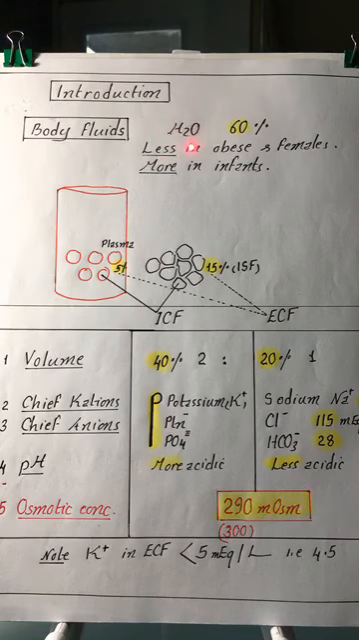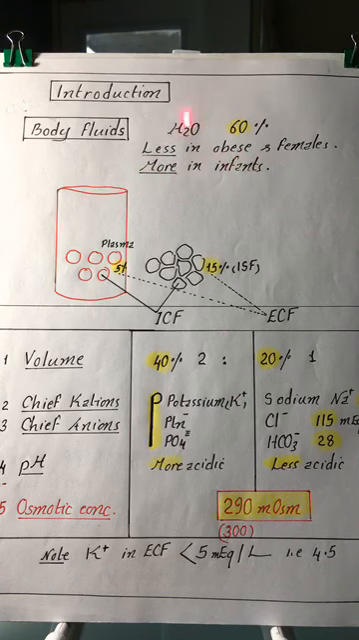Water constitutes about 60% of our body weight. This percentage is less in obese persons and in females. This is because the fatty tissues contain less water. However, this percentage is more in infants.